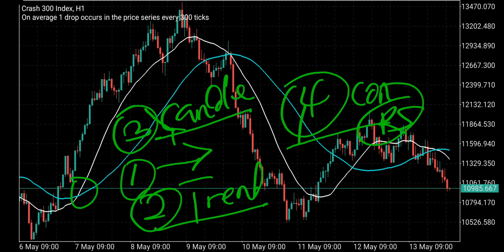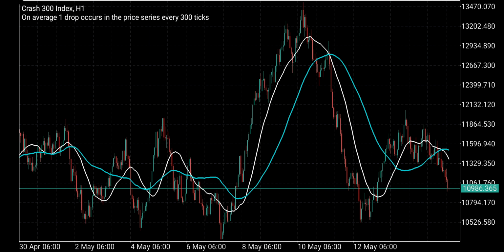Now let's zoom into this market. Let's zoom in and analyze this market for a trade so that you can understand what I'm trying to talk about. Let's be practical for a second. So this is 1 hour time frame. But I told you guys earlier that you don't trade the crash on downtrend. It's not good for you. You only trade the uptrend of the crashes.